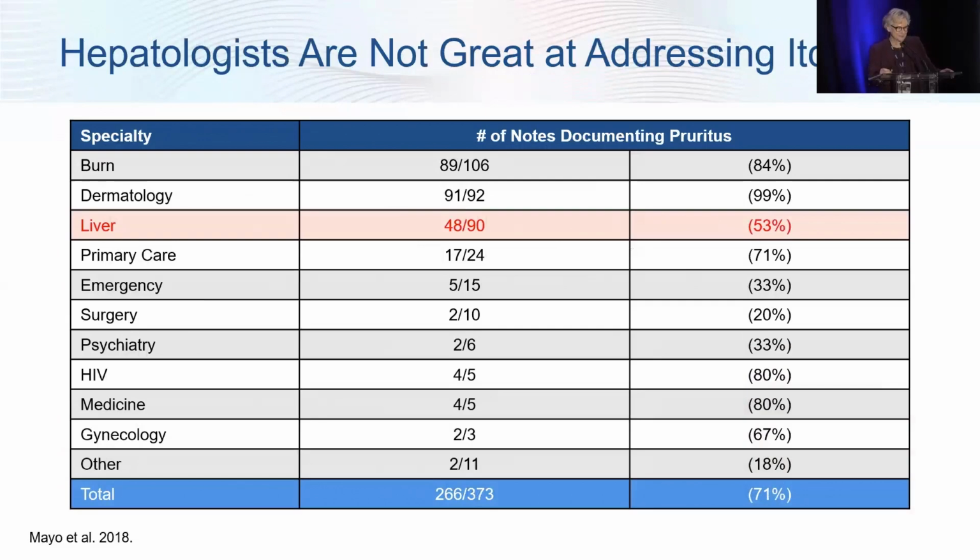So, big surprise here. Hepatologists are not great at addressing itch. This little study looked at the number of notes documenting pruritus, and then by specialty. We should be addressing itch every time we see a PBC patient. I would hesitate to guess that if we added APPs and GI and hepatology to this, we'd be doing better, I'm hoping.